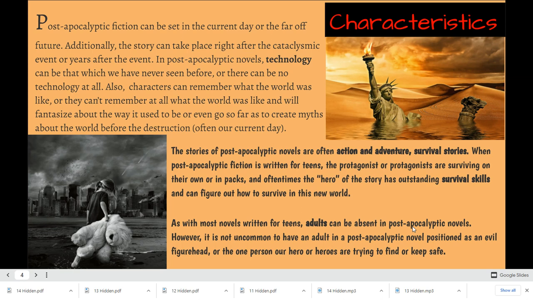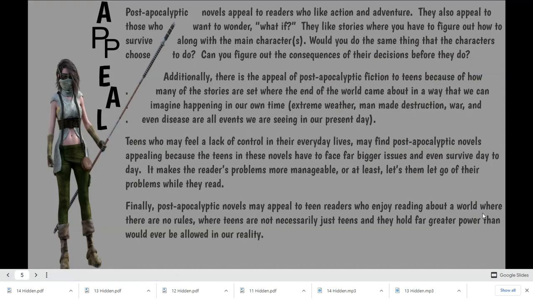Stories of post-apocalyptic novels are often action and adventure survival stories. When it is written for teens, the protagonists are surviving on their own or maybe in packs. And oftentimes the hero of the story has outstanding survival skills and can figure out how to survive in this new world. Sometimes in teen fiction, the adults are absent, or sometimes they are evil. And we're trying to stay away from them or find safety away from the adults.